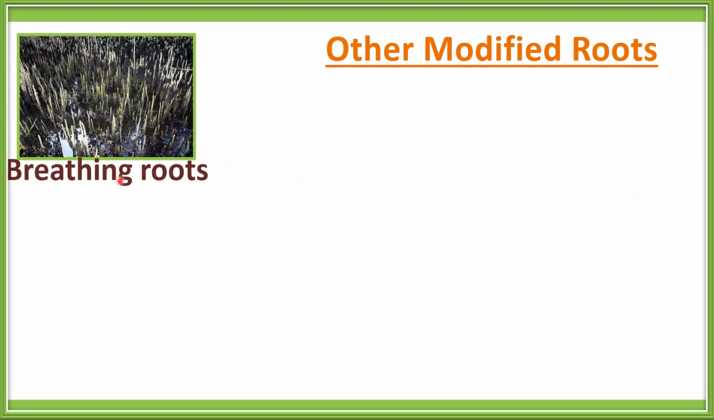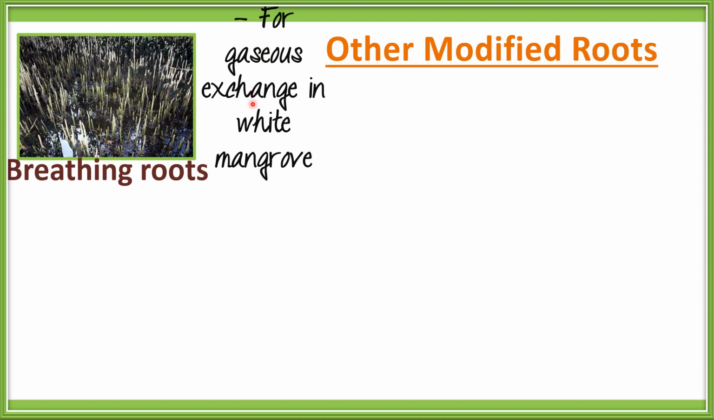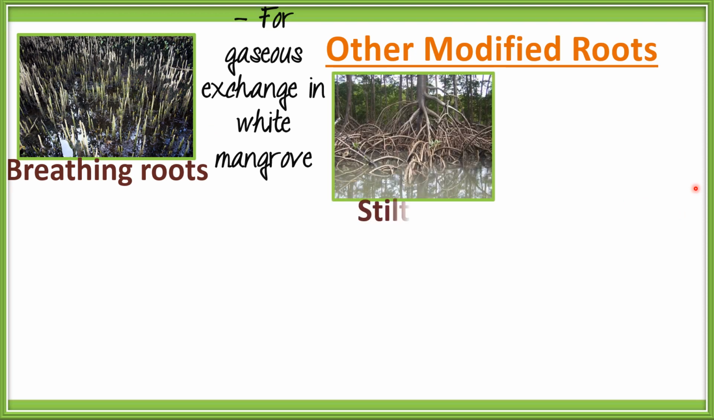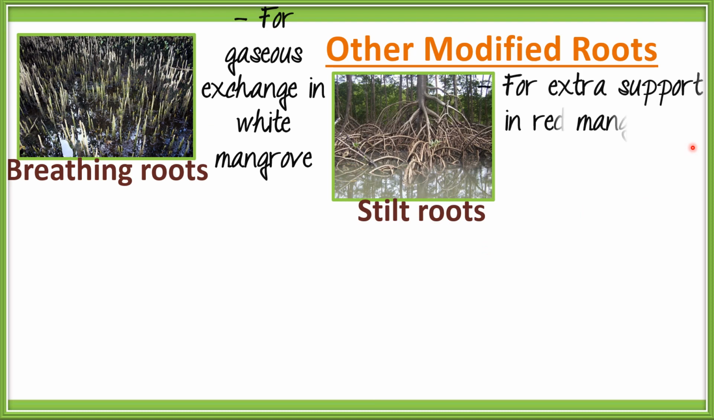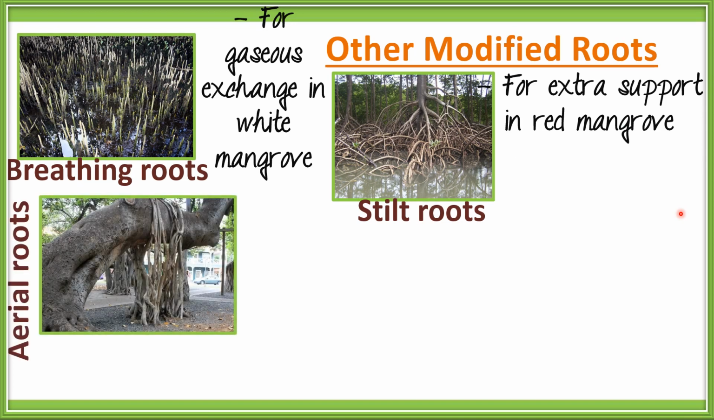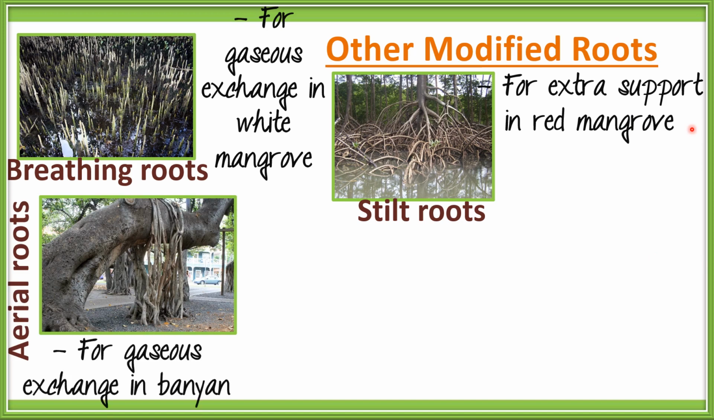Other modified roots: we have the breathing roots for gaseous exchange in white mangrove. We have the stilt roots, these ones for extra support in the red mangrove. We have the aerial roots, for gaseous exchange in banyan.